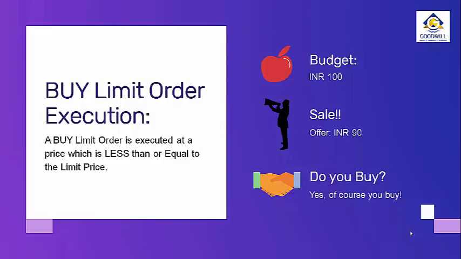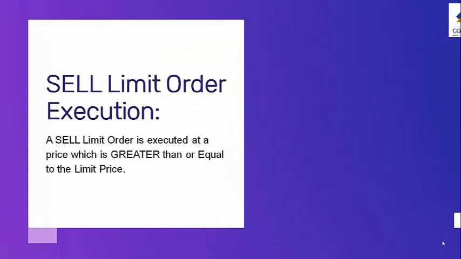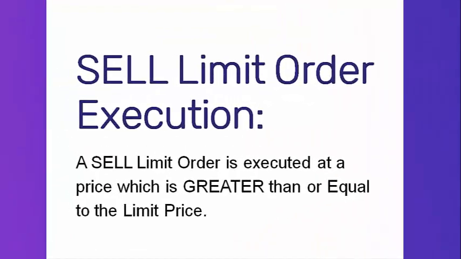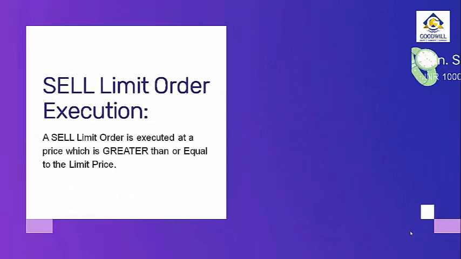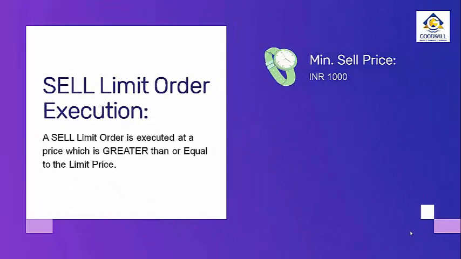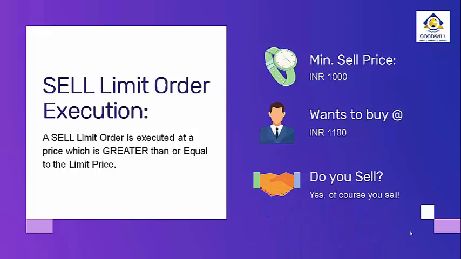Similarly, for a sell limit order, the order will get executed at a price which is greater than or equal to the limit price. You have an old second-hand watch which you are willing to sell at 1000 rupees. Suddenly you come across a businessman who is willing to pay 1100 rupees for the same watch. He is willing to offer you 100 rupees more than your asking price. Do you accept the conditions? Of course you do. You are getting 100 rupees extra. This is the reason why a sell limit order is executed at a price which is greater than or equal to the limit price.